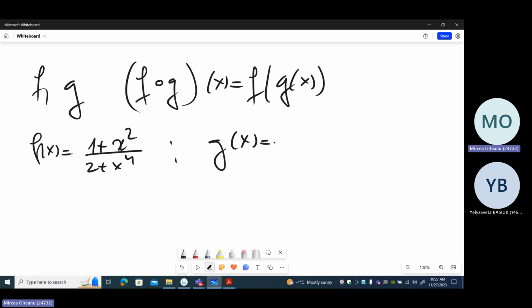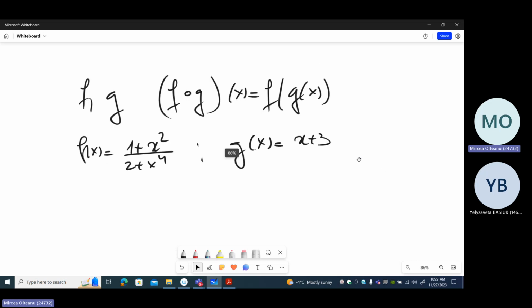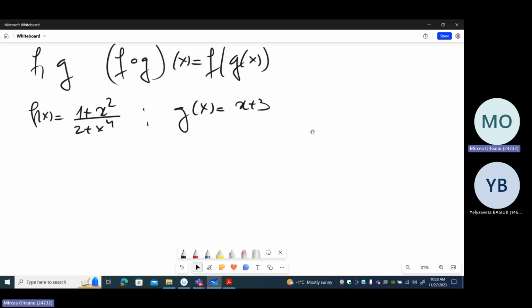For example, if f of x equals 1 plus x squared over 2 plus x at the power 4, and if g of x equals, let's say, x plus 3, let's compute both compositions, f composed with g and g composed with f. We shall see that they are not equal, so the operation of composition of functions is not commutative in general, so they will be different.